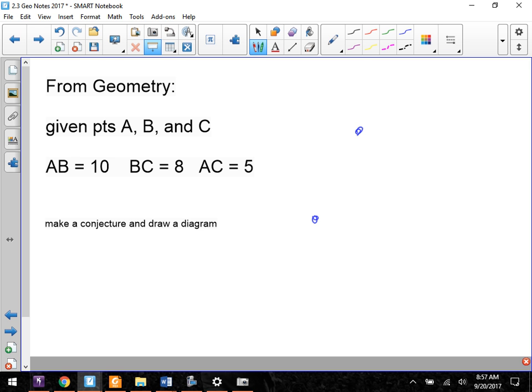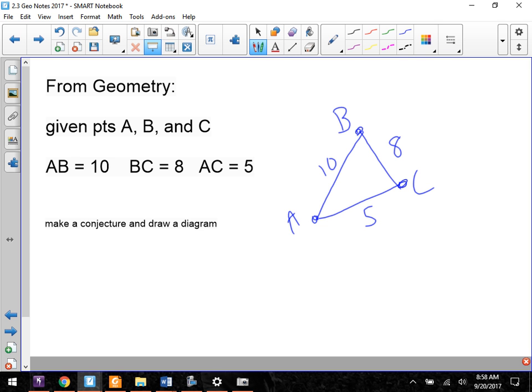A, B, and C. The distance from A to B is 10. B to C is 8. A to C is 5. What kind of triangle is it?